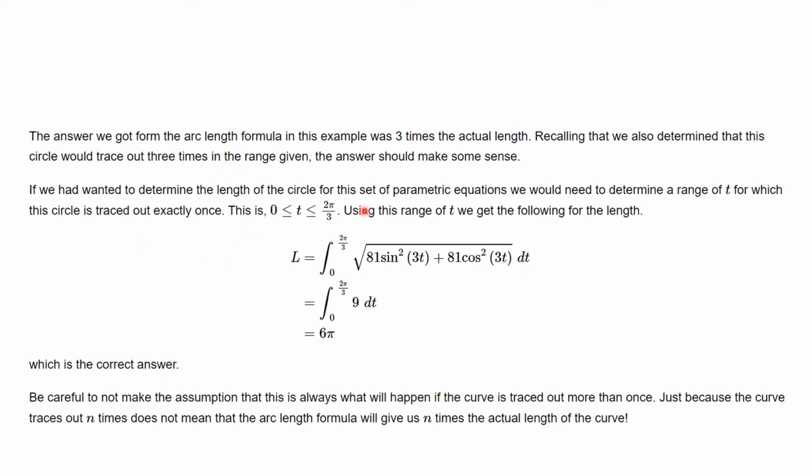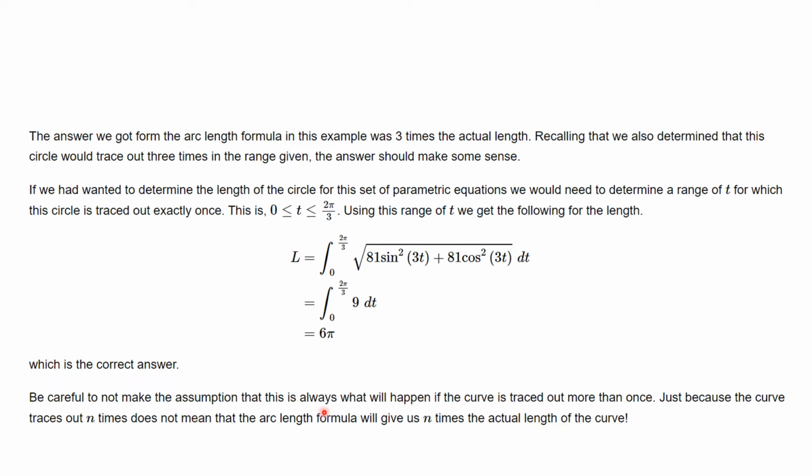Now, if we had wanted to determine the length of this circle using parametric equations, just going around once, we would realize that when we have cosine and sine of 3t, the period is 2 pi over 3, so we would have only had to go around once, and we've got 6 pi.